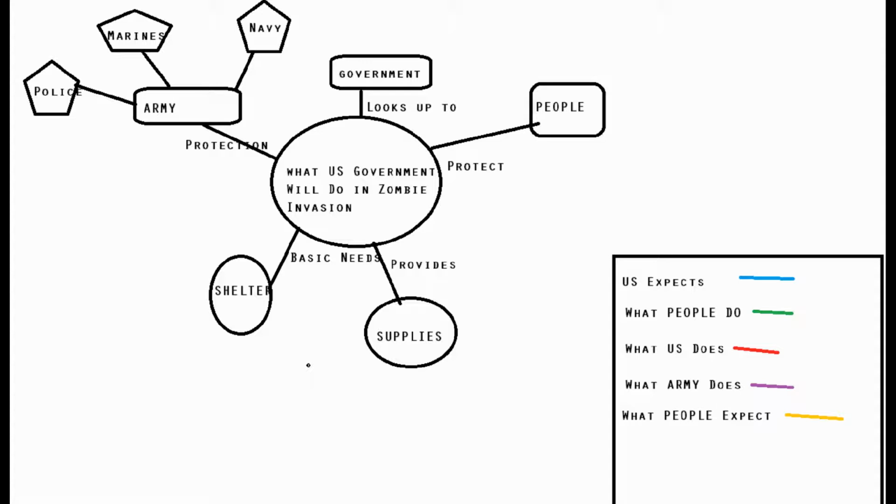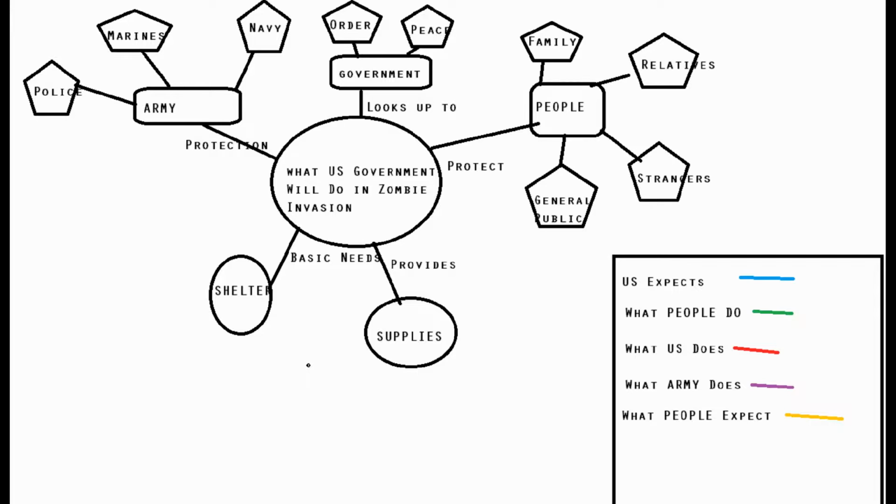To dissect the Army further, we put it into three other subcategories: the police, the Marines or the National Guard, and the Navy. To dissect the government further, the government is expected to perform these two tasks at the bare minimum: to keep order in accordance with the Army, and to maintain peace in the country. The people we broke down into four subcategories: family, relatives, general public, and strangers. Relatives refers to anyone not in your immediate family.